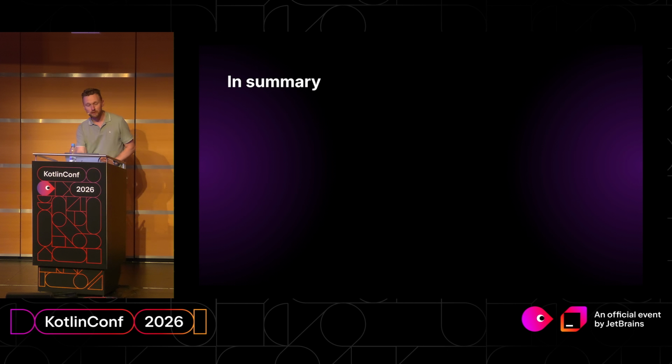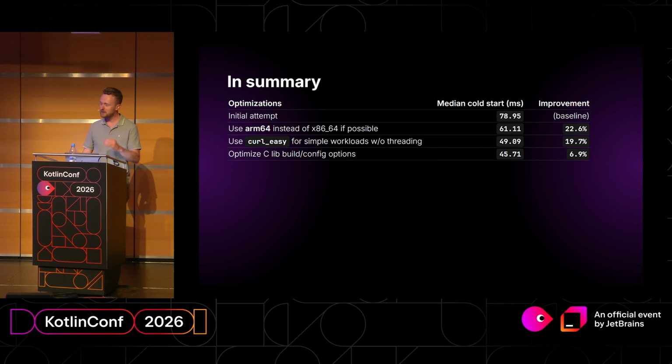So, in summary, here's what I found. These are the optimizations that seem to make a difference. I started with a baseline time of about 79 milliseconds. I got it down to about 46. And the architecture, the HTTP engine, and the C library configurations were the things that made those differences.